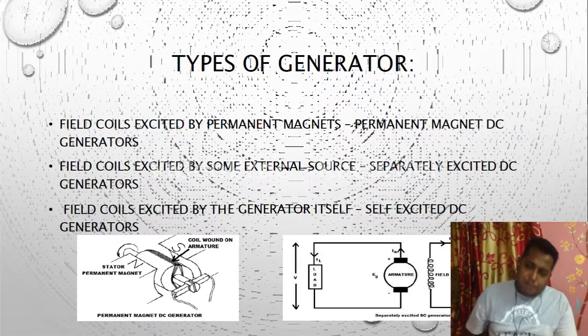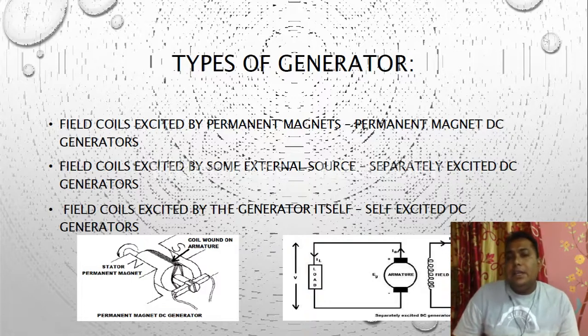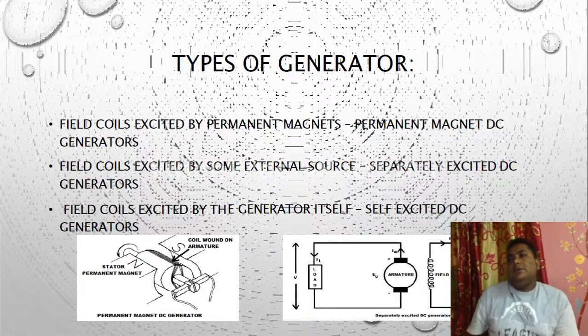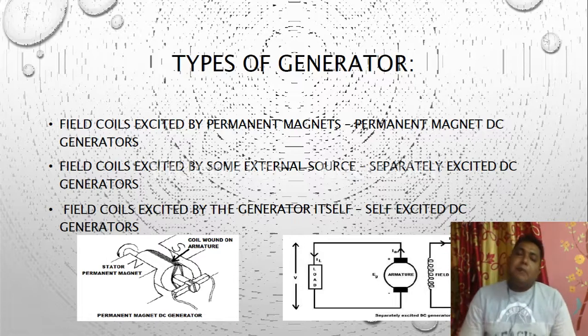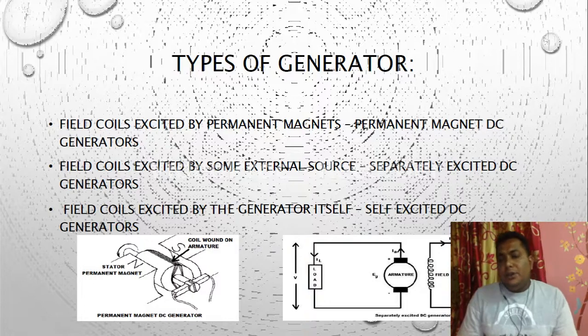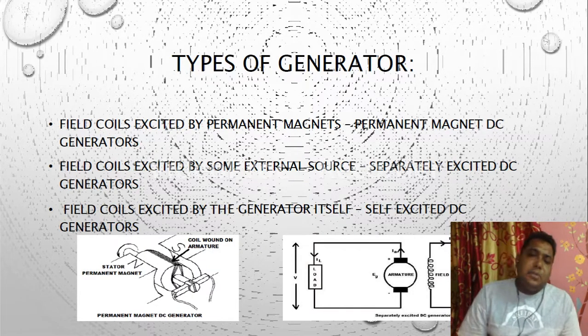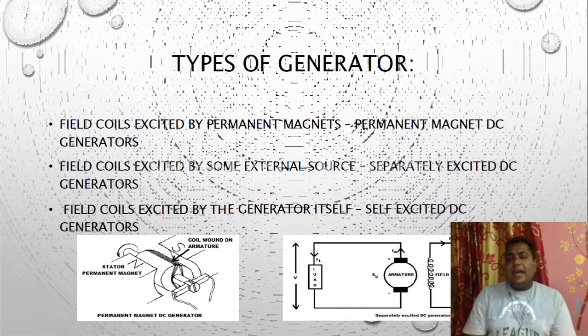A permanent magnet has very high cost, and at the same time, with time its magnetic strength goes lower. So that's why instead of a permanent magnet, nowadays for large machines we use the electromagnet. So these are the classifications of the DC generator depending upon the excitation.